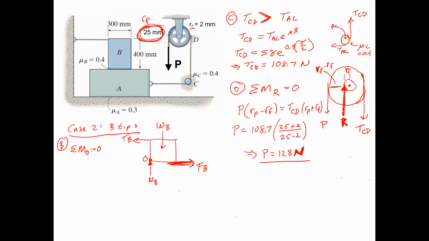So we'll do the sum of the moments at O equals 0. Sum of the moments at O, this point here, the lower left corner. And that's going to equal TB times the height of the box, which is 400 millimeters, minus WB times this distance here, which is half the width. That's 150 millimeters.